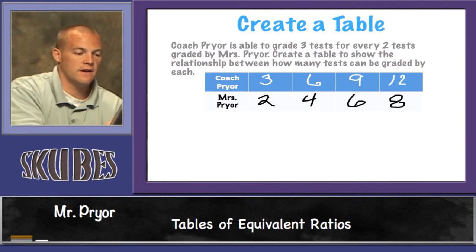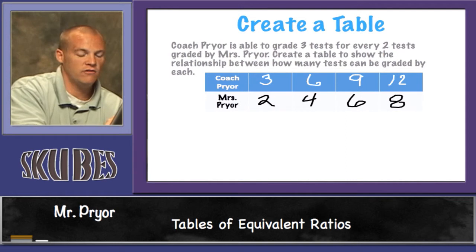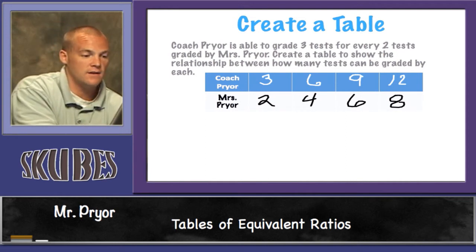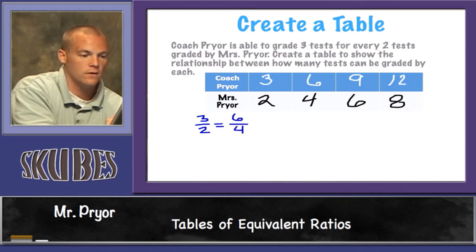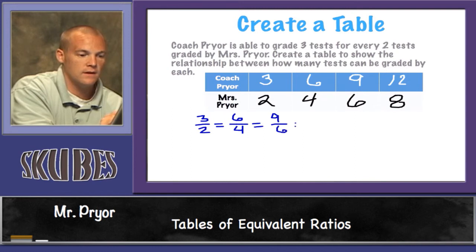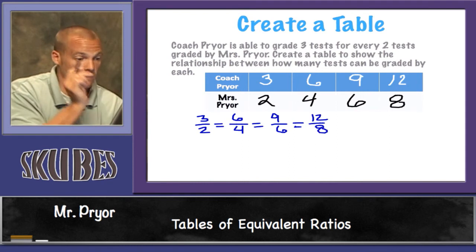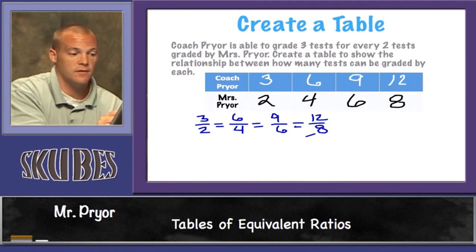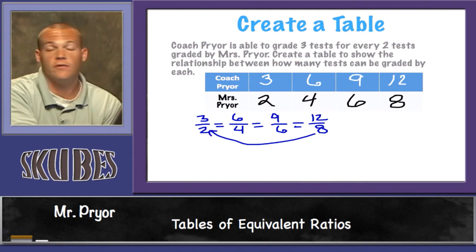So again, if we analyze what we're looking at here, each of these being equivalent ratios, we can set it up as the number of tests that Coach Pryor does over Mrs. Pryor, which would be equal to 6/4, 9/6, and then finally 12/8. Each of these, 6/4, 9/6, and 12/8, simplify back to 3/2.